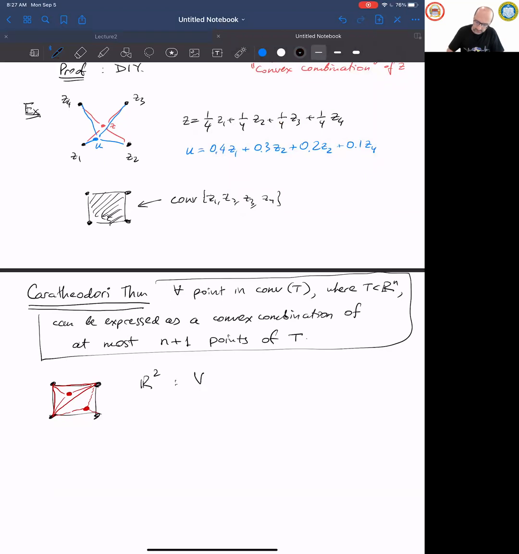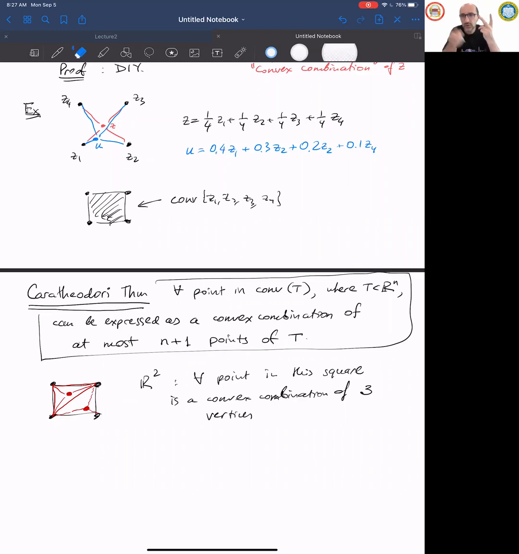So we are currently in E2, and every point in the square, which is the convex hull of the vertices, is a convex combination of 3 points, 3 vertices. And that's why n+1 is needed. We're in dimension 2, we need 3 points. And it's clear that this is optimal, that you cannot lower n+1 any further.